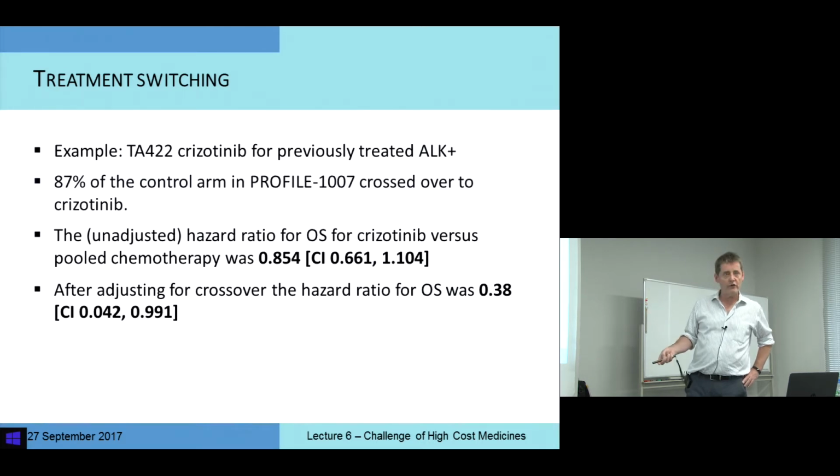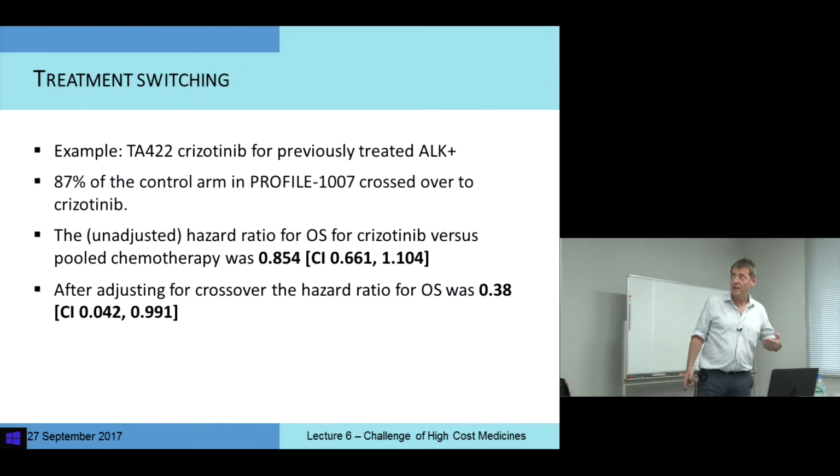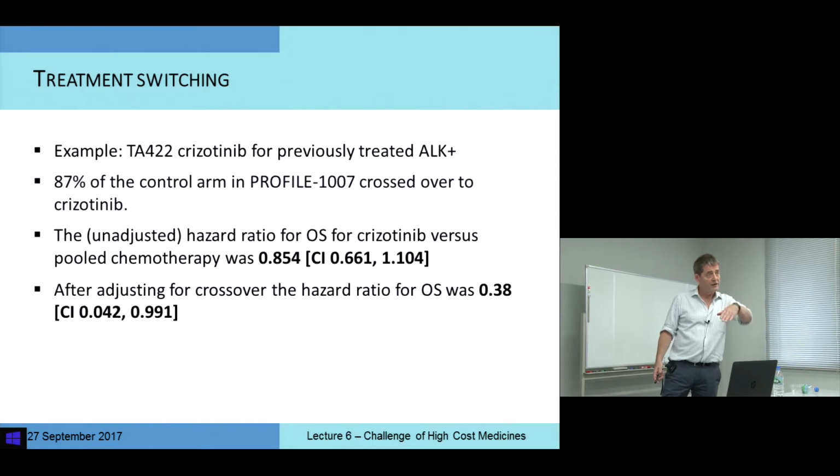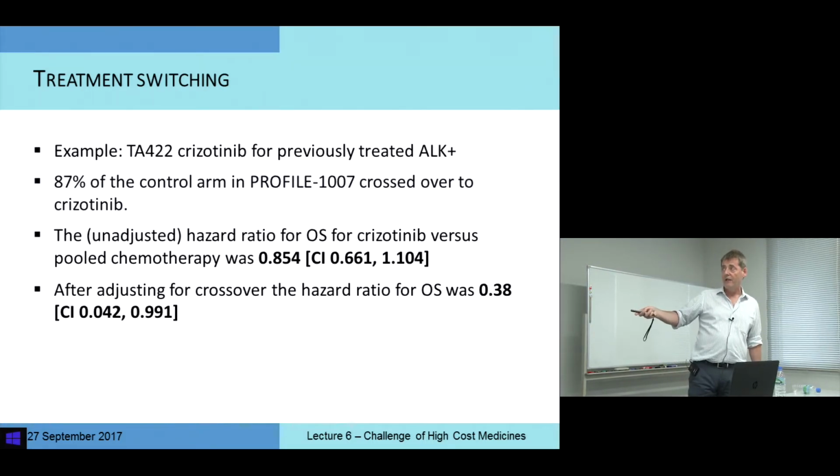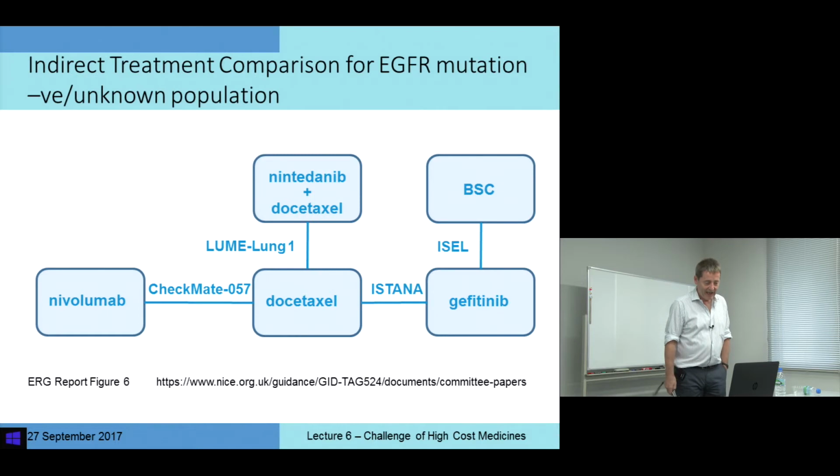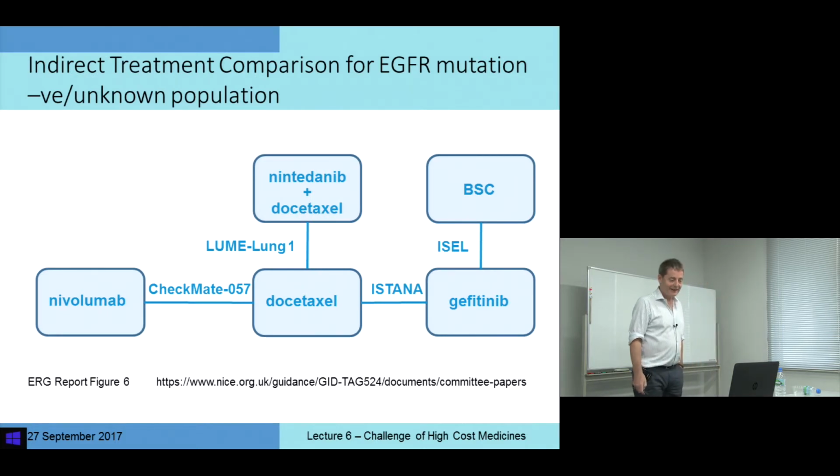If you adjusted for crossover, if you recognise that 87% of the control arm subsequently got crizotinib and adjusted for that, you get a new hazard ratio of 0.38, and it is statistically significant. So it's a very real problem. But the challenge again is there's different ways of adjusting for crossover, and some will make a bigger adjustment than others. Which is right? And then, is it finally? No, probably not.